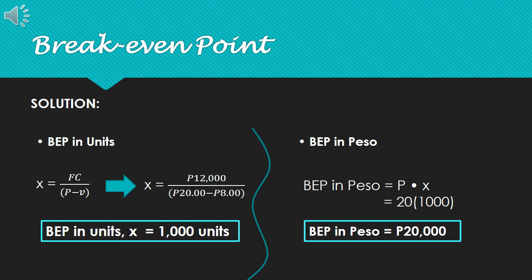For the BEP in peso, we have P times X, unit price times the number of units. So we have 20 pesos times 1,000. So sa BEP in peso, the final answer is 20,000 pesos.